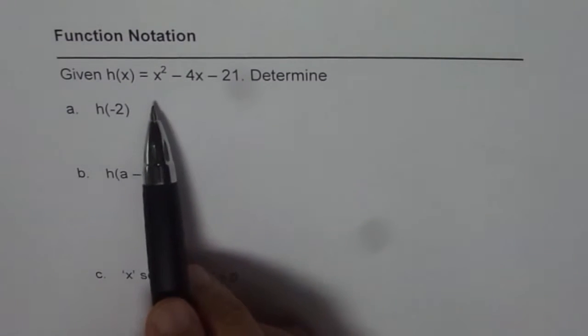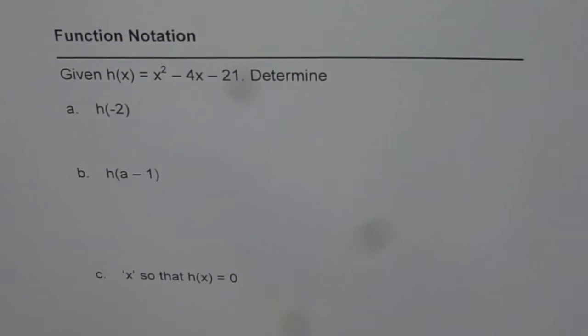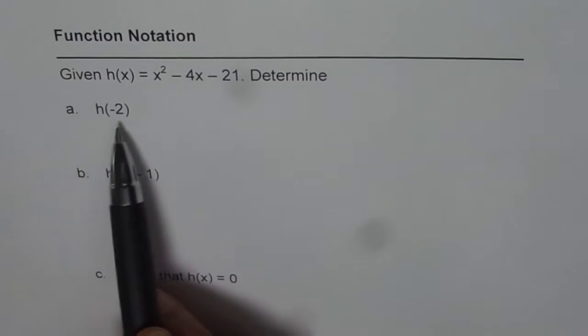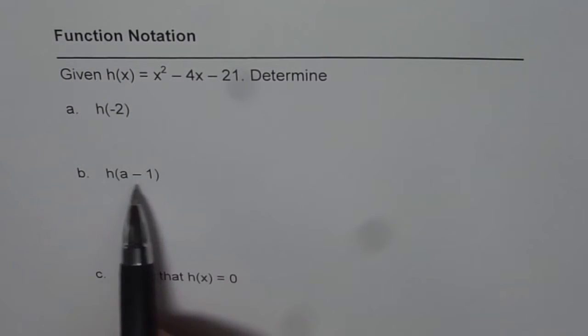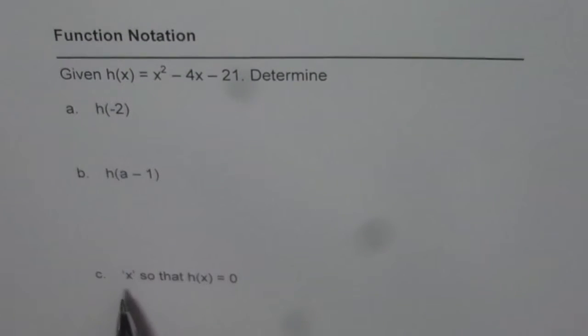Given h of x equals x squared minus 4x minus 21, determine h of minus 2, h of a minus 1, and the value of x so that h of x equals 0. I'd like you to pause the video, answer the question, and then look into my suggestion.